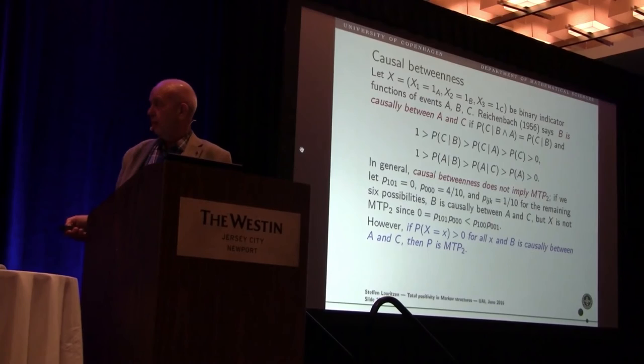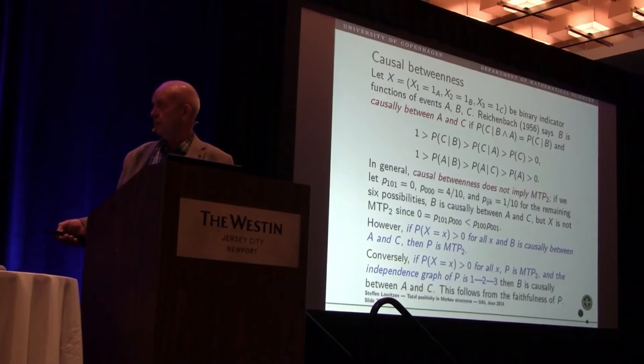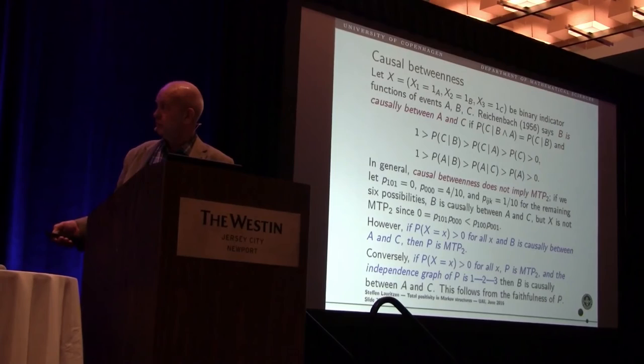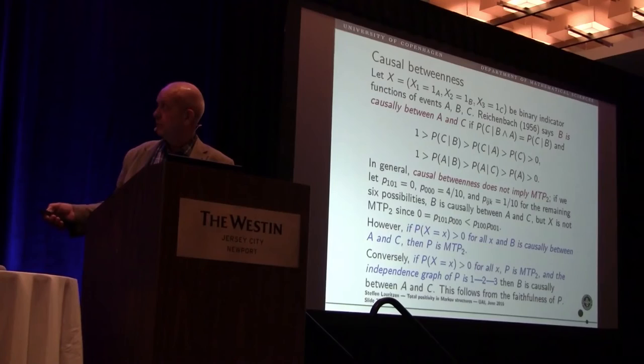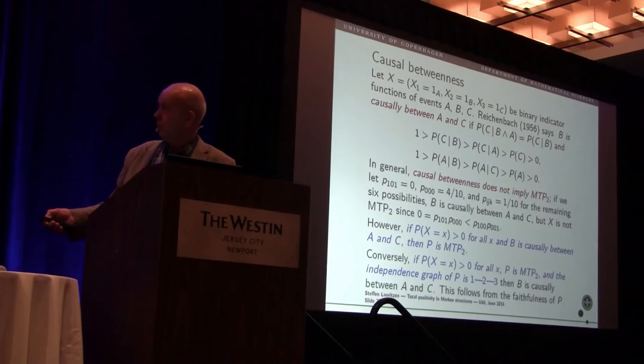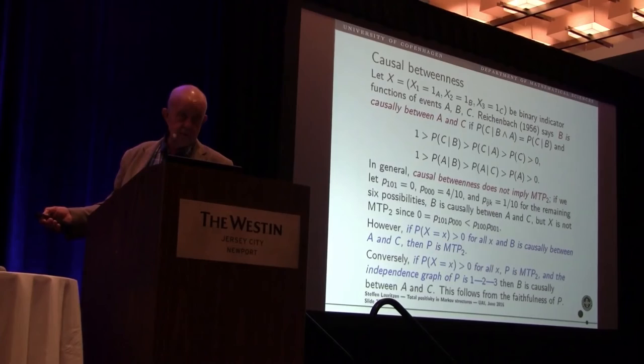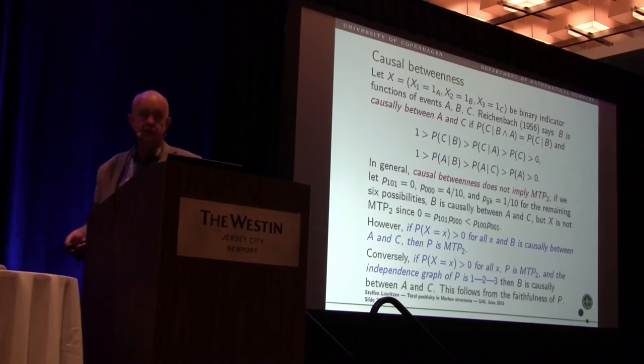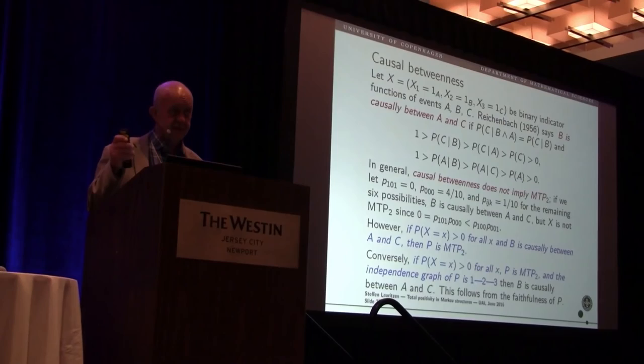And the other way around is almost true as well. If you have something that has strictly positive probability and you have MCU2, and the dependence graph is this, so instead of this one being true, you have to say this is the independence graph, and then you know it's faithful. And the faithfulness implies these things. Because if one of these strict inequalities were not strict, then this would not be fulfilled. So MCU2-ness is not unrelated to Reichenbach's causal betweenness.